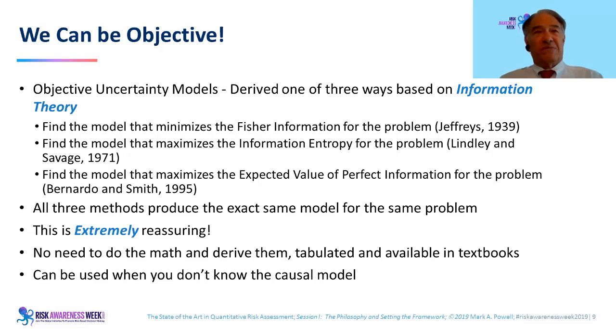Also, if in your analysis you've got uncertainties about what the causal model actually is, you can use these objective uncertainty models. Be objective about what the causality actually is. This is another thing that can be done in your risk analysis phase, where you're analyzing what the causalities and the sensitivities are. So that's something that's not used quite a bit, but it's extremely effective.